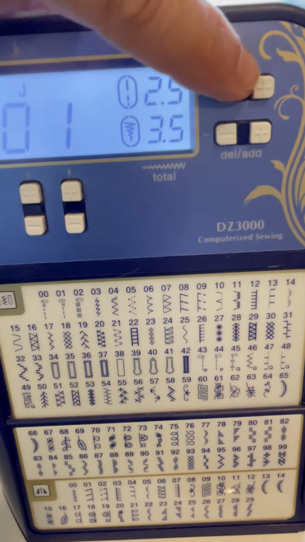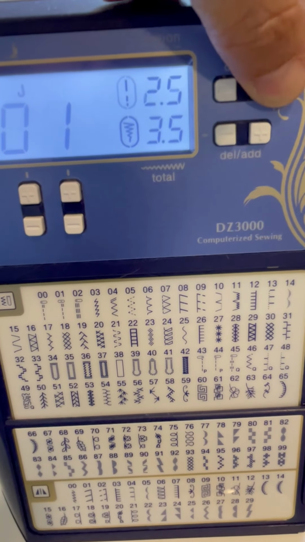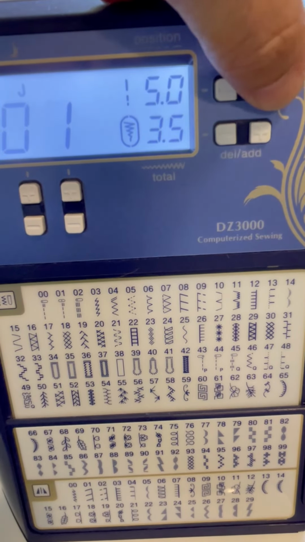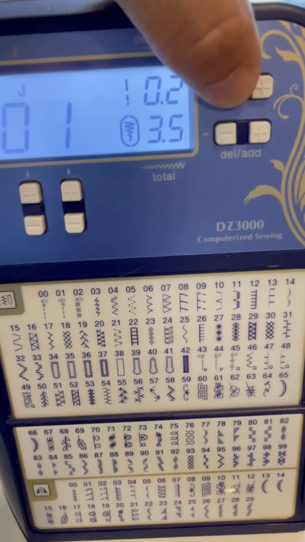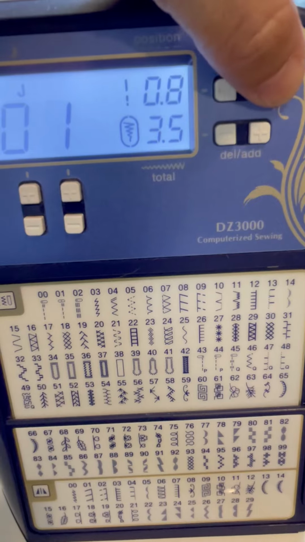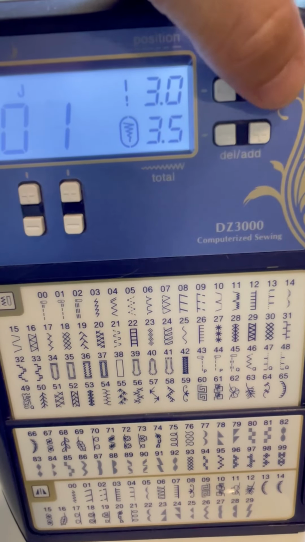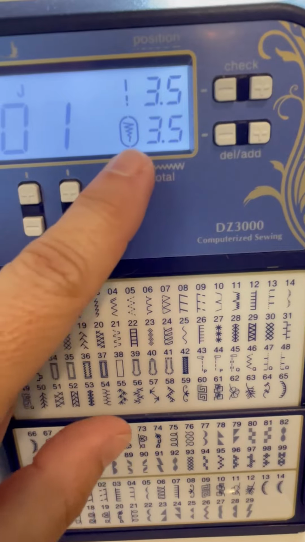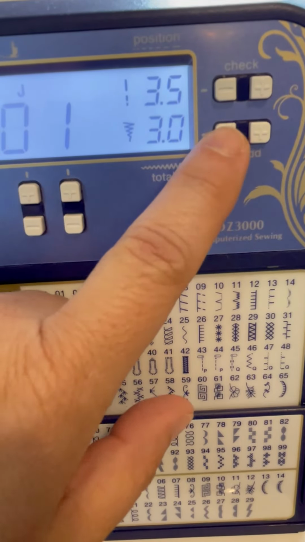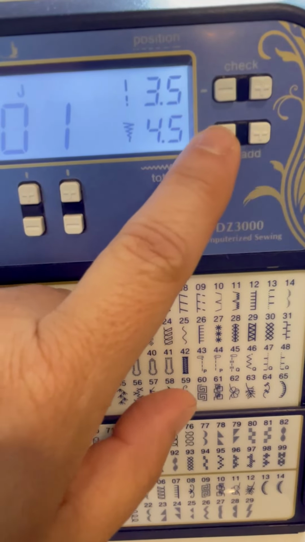On a straight stitch, the bigger the number, the longer the stitch. Mine goes from like 0.2 to 5. And I usually stitch somewhere around 3, 3.5. The width is how far back and forth, like if you have a zigzag, that it goes. And you just change that up there.